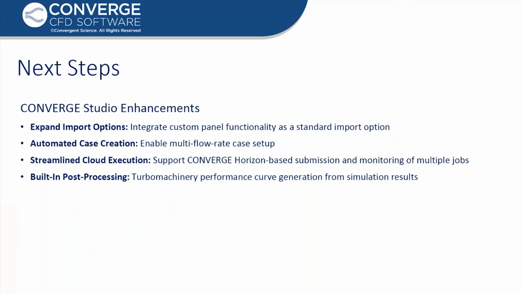The third point is submitting Converge Horizon cases. Right now, Studio can submit single Horizon cases, but we are working on improving it so that you can submit multiple cases from Converge Studio on Horizon and also monitor those cases, like whatever I showed using my custom GUI. And then we'll also have built-in post-processing for Turbomachinery performance curves, for example the pump curve that I showed, or say someone wants to run a speed line on a compressor simulation. We are trying to build all of that into Converge Studio. You just get the data from the relevant simulations, and it will post-process all that data to generate your performance curves.